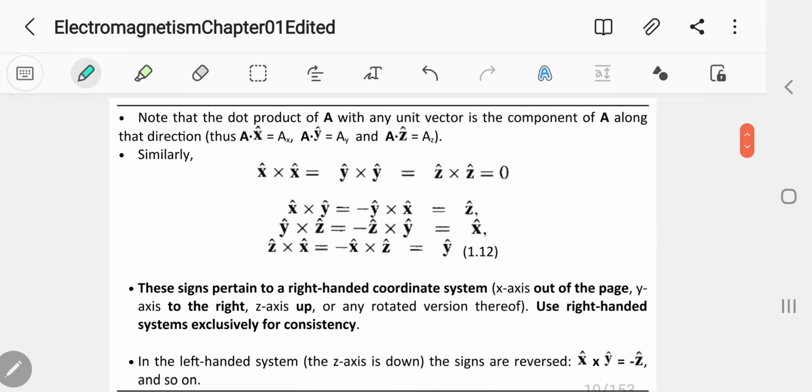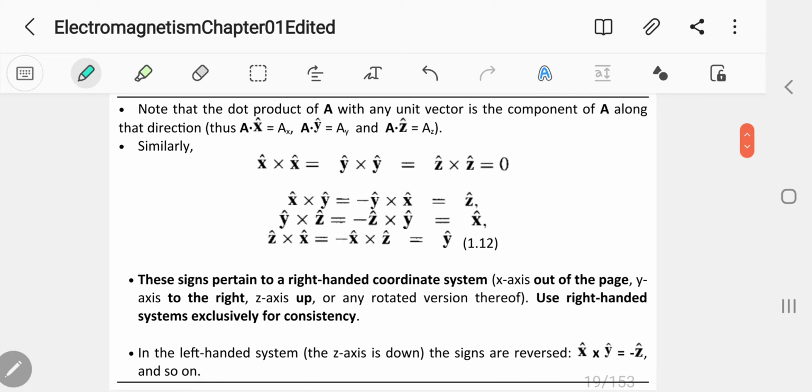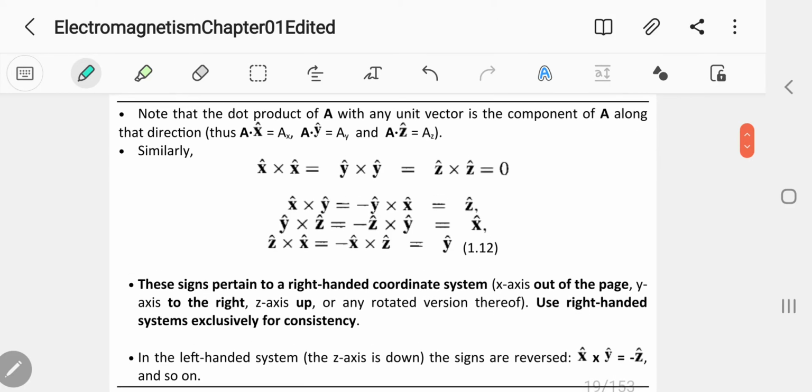For cross product, by the way, take note of this one. For the cross product of unit vectors, if you cross x hat to x hat, that is equal to 0, because sine of 0 is equal to 0. You're crossing a vector with itself, so they are 0. But here x cross y is equal to z.